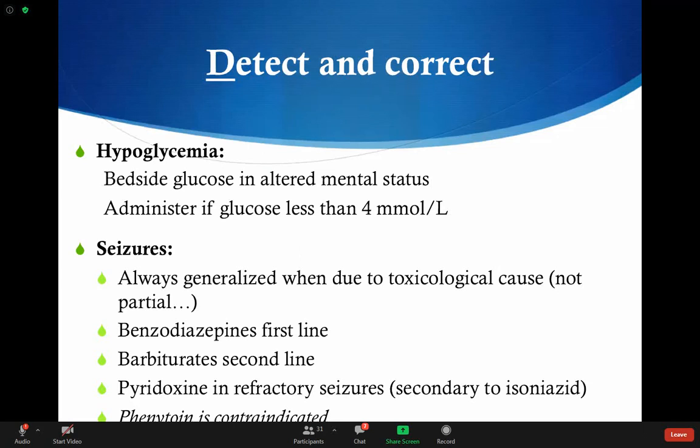Okay, seizure, always treat with benzodiazepines as first line. Second line is barbiturate. And think of pyridoxine if the patient is on isoniazid or has isoniazid at home. This is a medication for TB, and it causes refractory seizure. Unless you give them pyridoxine, it's not going to stop. Phenytoin is not good for toxicology. It's actually contraindicated because it's a sodium channel blocker, and sodium channel blockers in overdose cause seizure. You don't give them a sodium channel blocker to treat the seizure. We give them sodium bicarb and we give them benzodiazepines. So no phenytoin for us. Phenytoin is not a friend of toxicologists, okay?